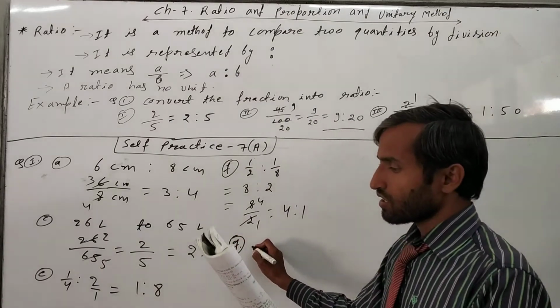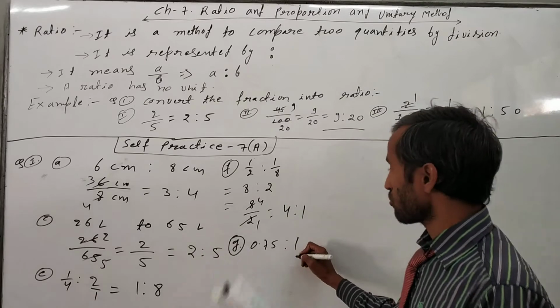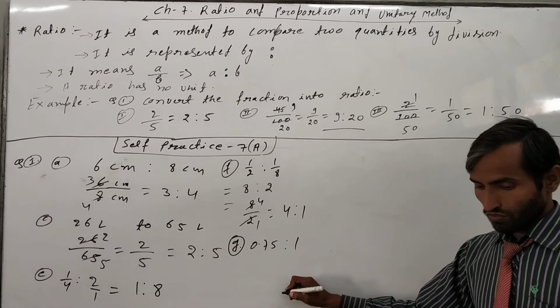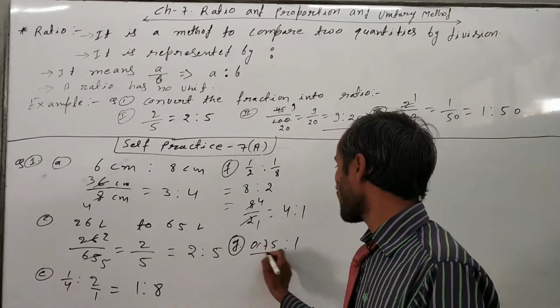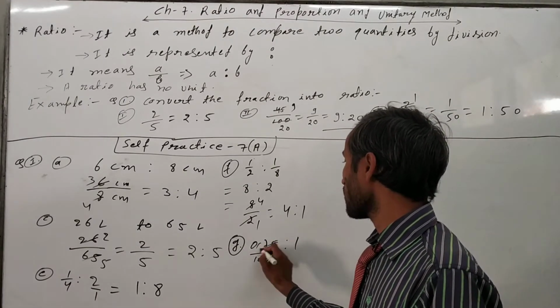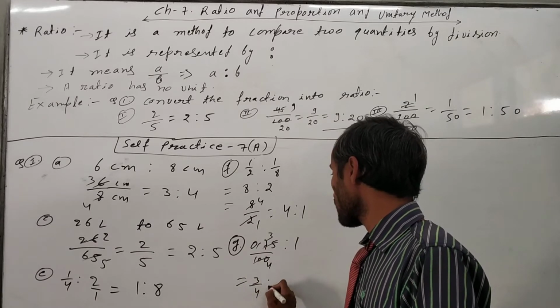So here 0.75 is to 1 is there. First of all we have to remove the point. So we will remove this point, 100 will come, and then cancel out 3 and 4. Then it will come like this, 3 upon 4 is to 1.